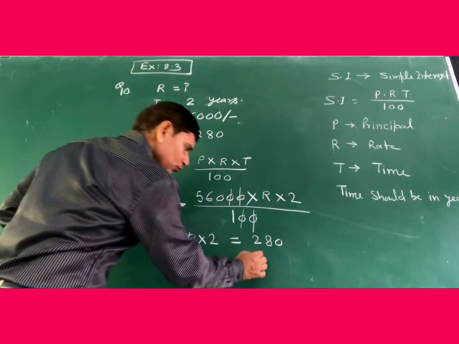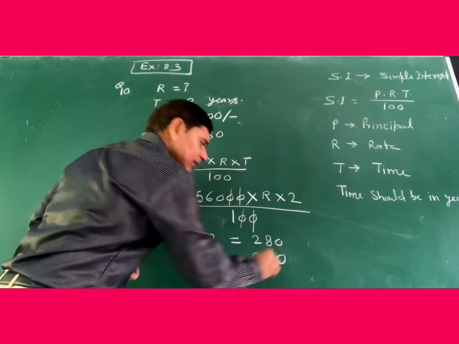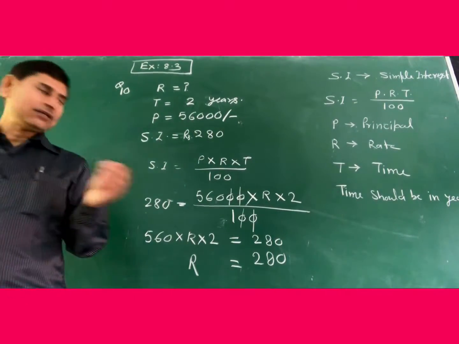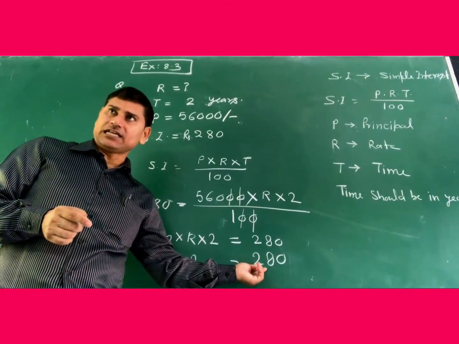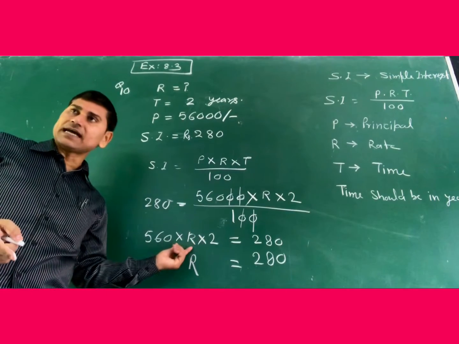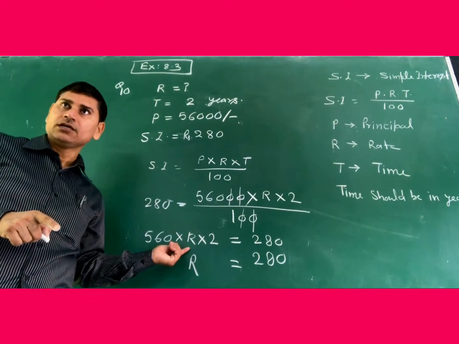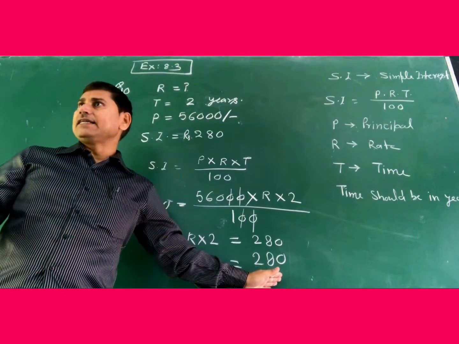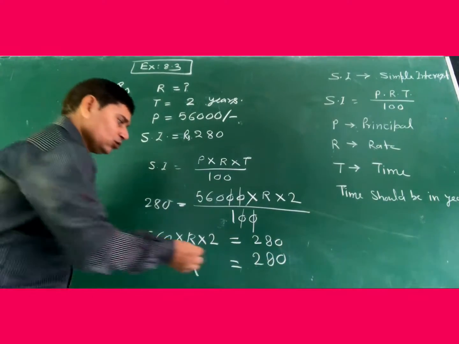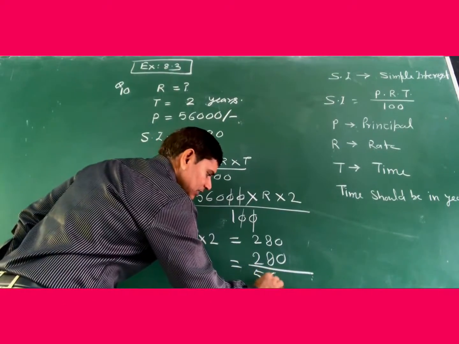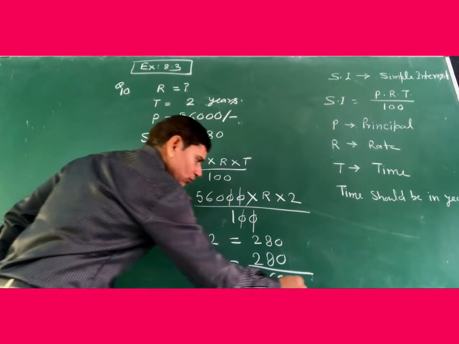First of all you will write this 280, otherwise you will make a mistake. So without mistake you will write first of all the right hand side, that is 280. And you can see that all these things are in multiplication. So when you transpose, this goes to the divide, that is into the denominator. So you will write this divided by 560 into 2 also comes here.